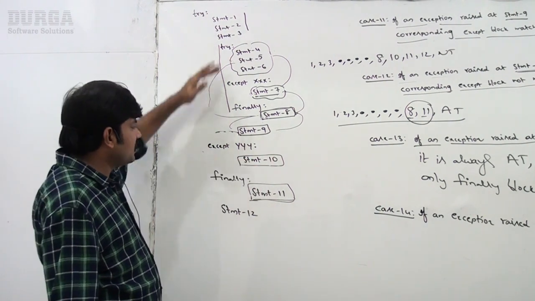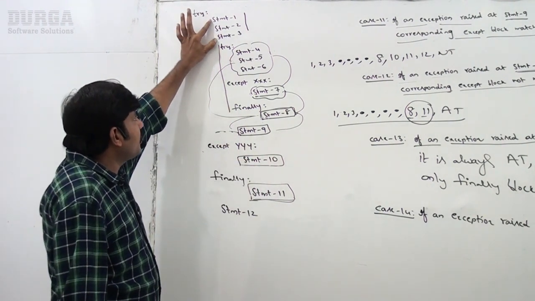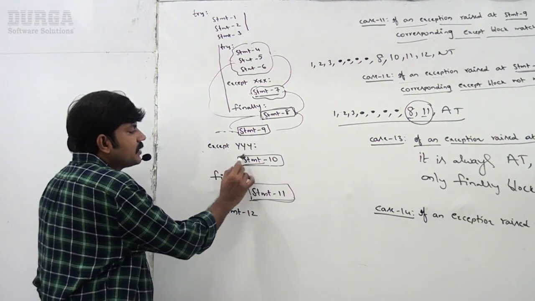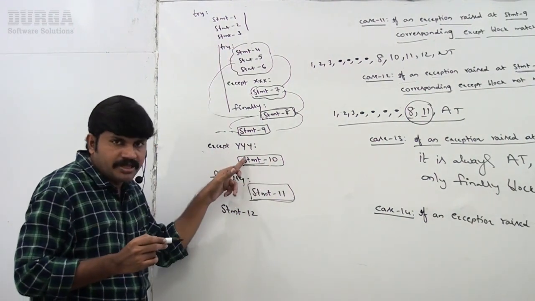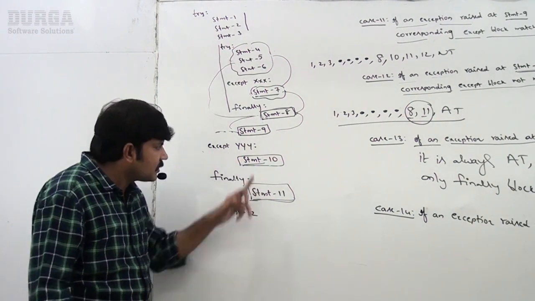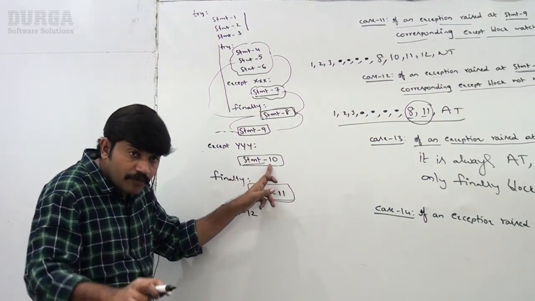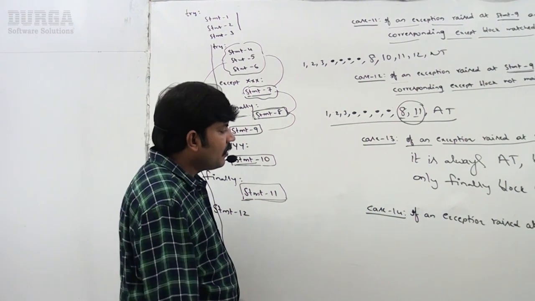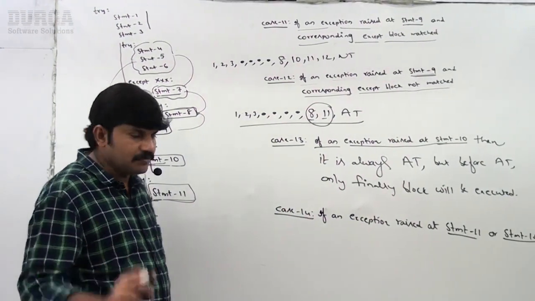Oh, multiple options are there. Here may be the problem, or here may be the problem. Some way the control came to the except block. While executing this statement 10, if an exception rises, abnormal termination. But before that, the finally block will be executed. Clear, right? Sir, next, the last case, the 14th case, observe.